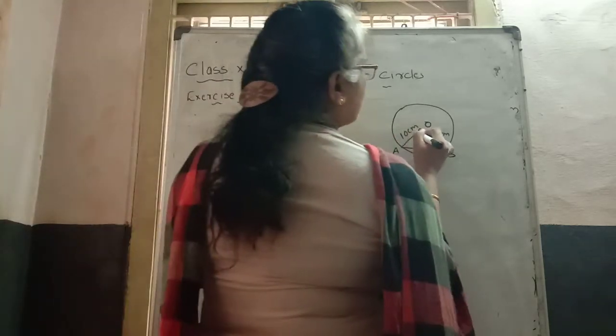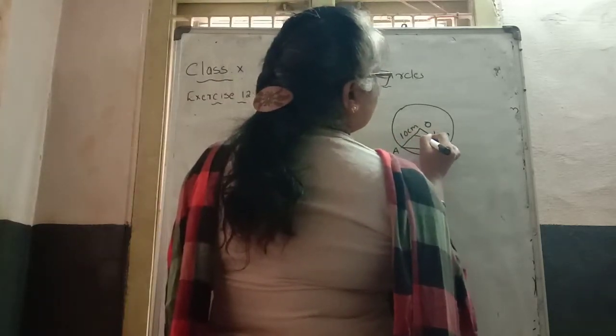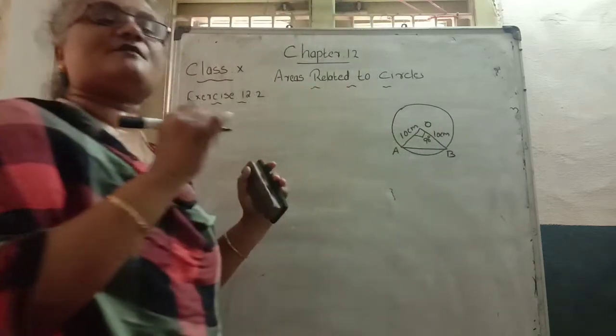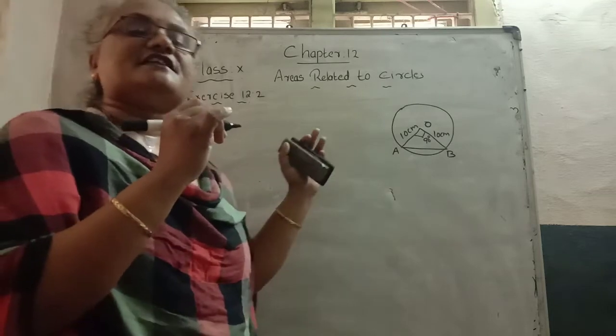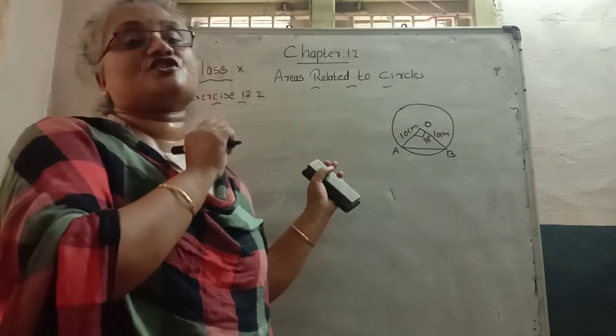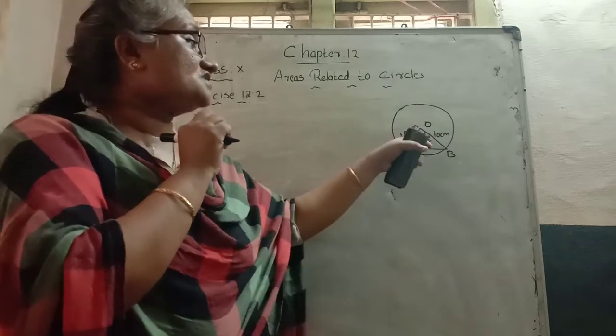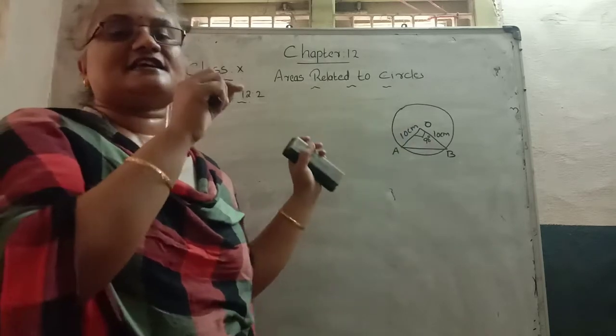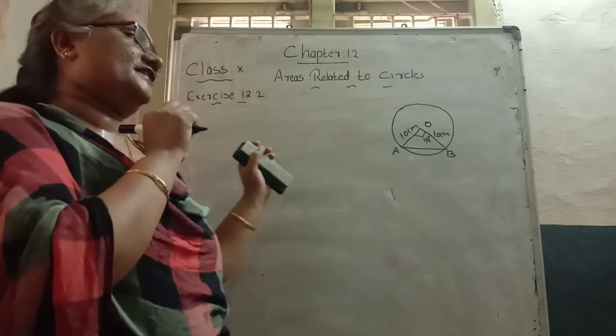That means they make how many degrees at the center? A right angle means 90 degrees. They subtend a right angle at the center of the circle. That 90 degrees is represented as our theta value.